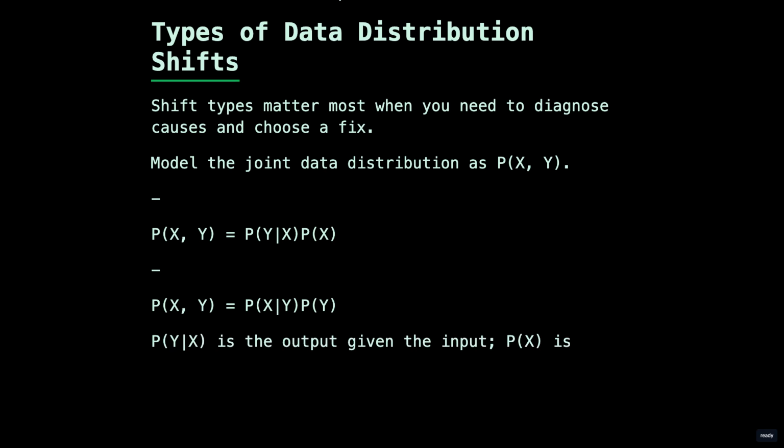Those three terms are the moving parts. If the input density changes, we call that covariate shift. If the label density changes, that points to label shift. And if the mapping from input to output changes, that is concept drift.